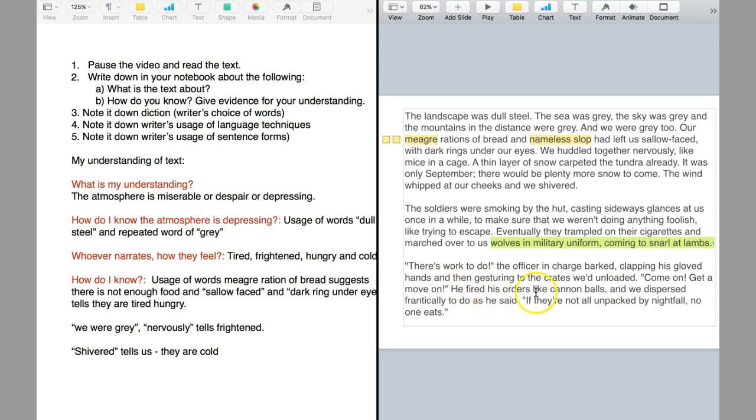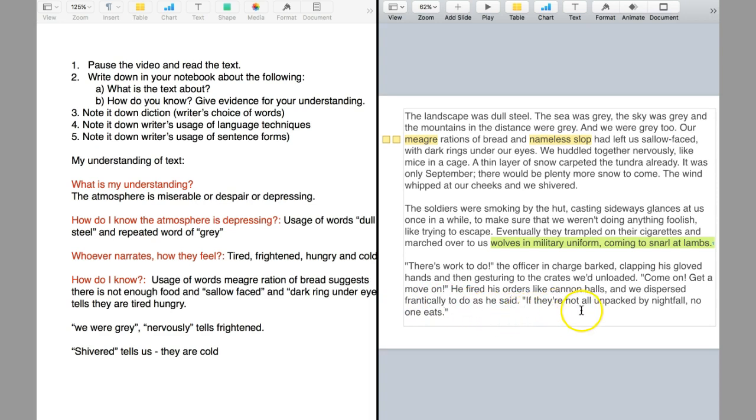"He fired his order like cannonballs." Again here it is "barked"; again here "he fired his orders like cannonballs." That shows that he is angry, that he is stern, that he is very strict. The words coming like cannonballs means how fast and how hot they are coming. "And we dispersed frantically to do as he said." The word "frantically" says how frightened they are.